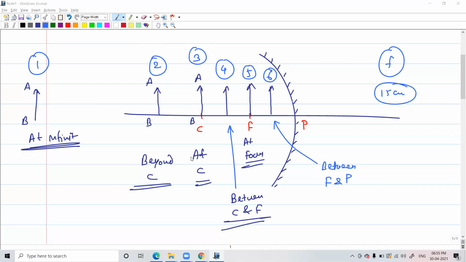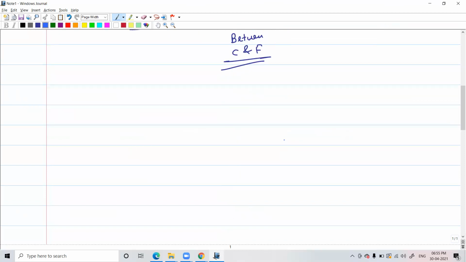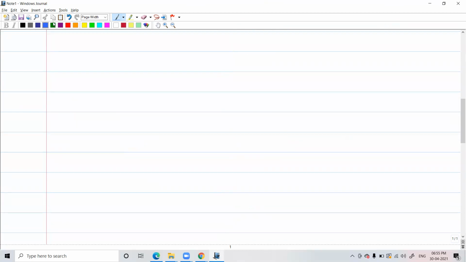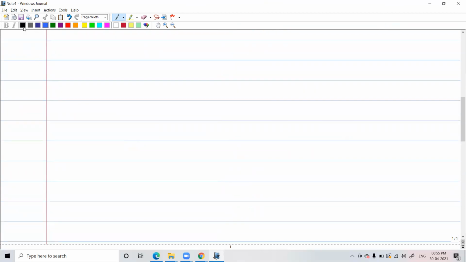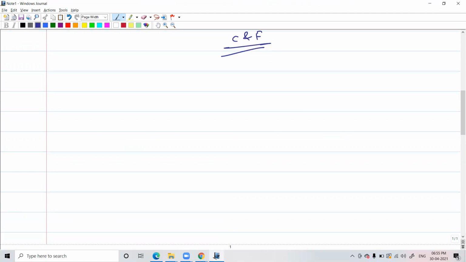Fine. So I hope now everybody understands why there are 6 cases for this. Now let's very quickly see why only 2 for the other poor guys. So let's draw the convex mirror.